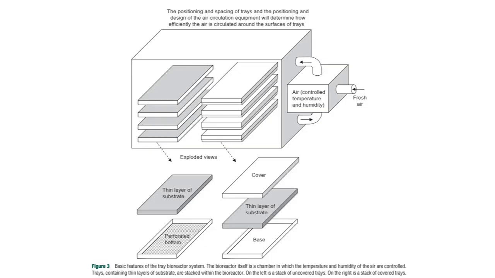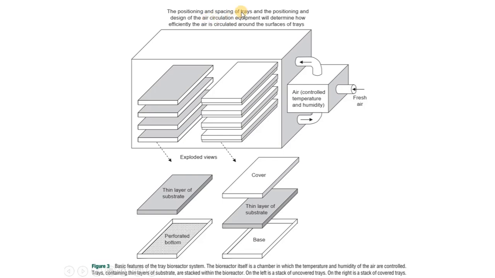This is a model of a tray-type bioreactor. As I said, the stainless steel trays are placed within the chamber, and the air is passed through it. The fresh air, with controlled temperature and humidity, is completely filtered and passed into it. The same air, the hot air or otherwise, used after the fermentation process may be coming out, and that may be mixed with the fresh air.